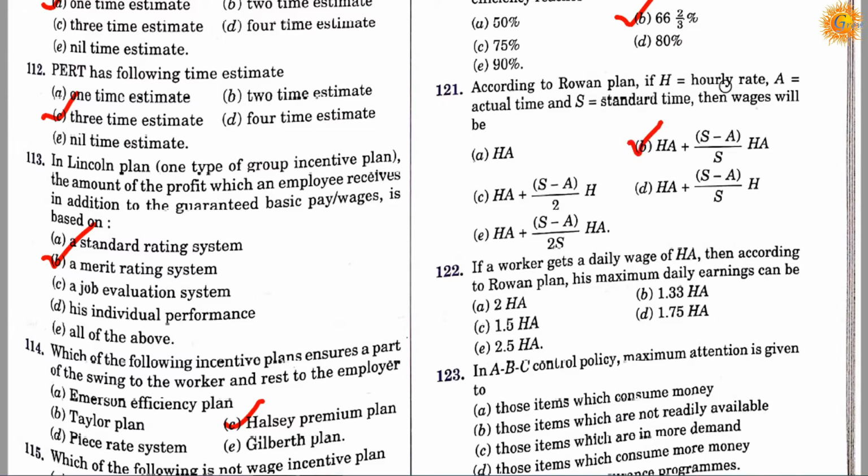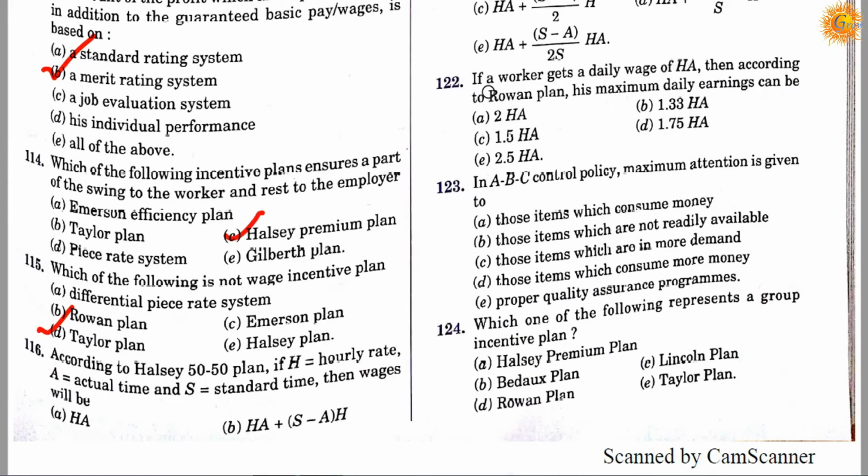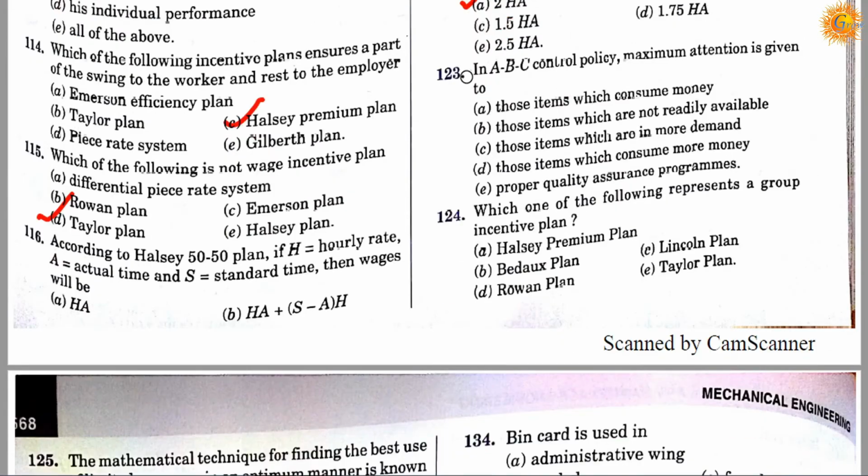According to Rowan plan, if H is the hourly rate, A is the actual time, and S is the standard time, then wages will be HA plus (S minus A) multiplied by HA divided by S. Question number 122. If a worker gets daily wages of HA, then according to Rowan plan, his maximum daily earning can be: option A 2HA, option B 1.33 HA, option C 1.5 HA, option D 1.75 HA, option E 2.5 HA. Correct answer is A. His maximum daily earning can be 2HA. Okay. Question number 123.